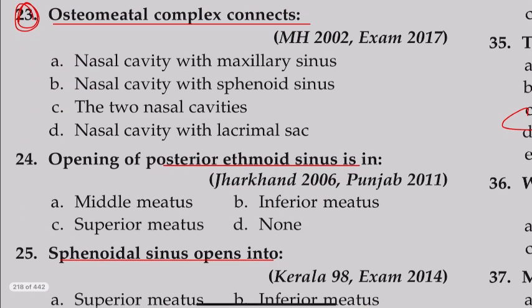The opening of the anterior ethmoidal sinus, we said that is middle meatus, right? Now what about the posterior ethmoidal sinus? The opening of the posterior ethmoidal sinus is the superior meatus, right?